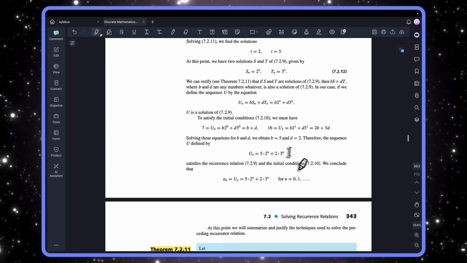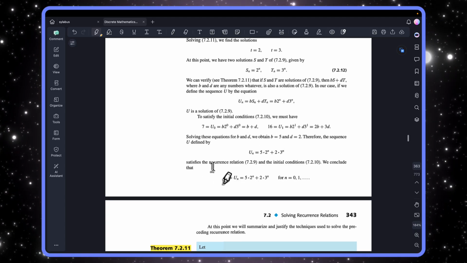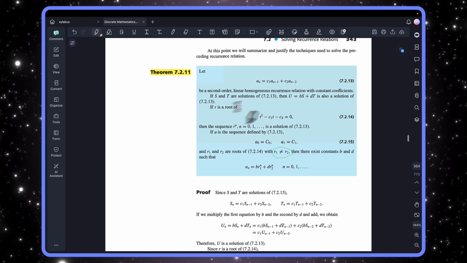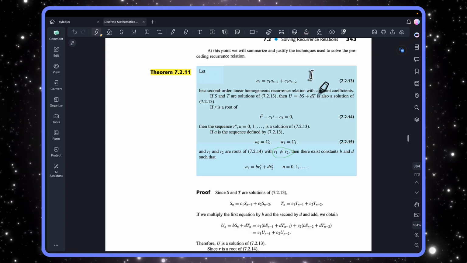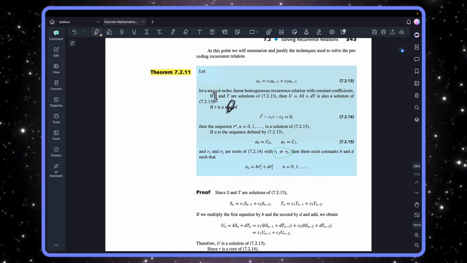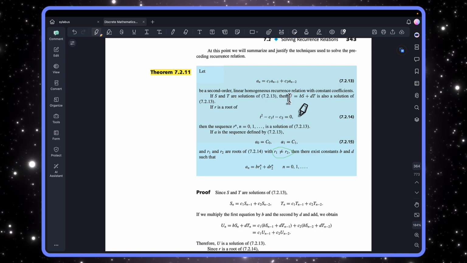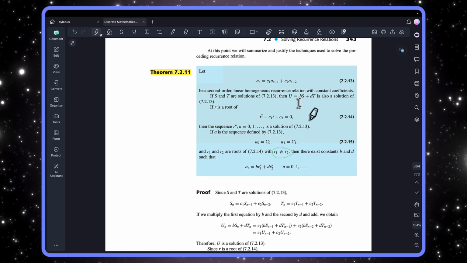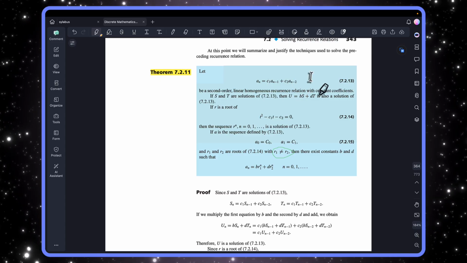So here's u sub n. You get this solution, and you can check to see that it satisfies the recursive relation. And the general theorem is this. Here's a wonderful theorem: suppose we have this. This is called a second order linear homogeneous recursive relation with constant coefficients. If S and T are solutions of this, then, and this is a summary of what we just studied in the last example, U equal to BS plus DT is also a solution of this relation.